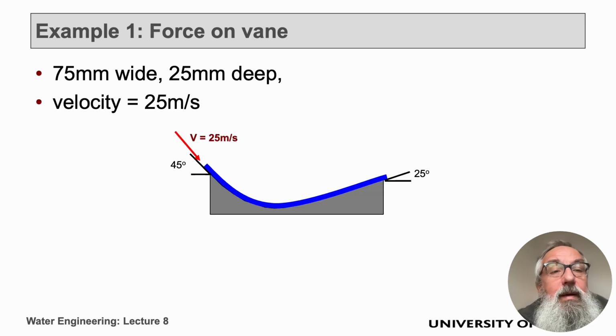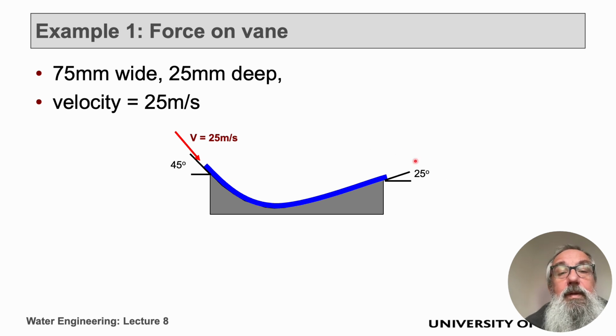So a vane, a curved shape, open to the atmosphere. It's 75 millimeters wide, that's into the screen, 25 millimeters deep, that's the thickness, so we can work out the area from that, being a rectangle, and the velocity is going in at 25 meters per second. It's very fast, that. It's not in a pipe, so it does occur. It occurs in things like turbines, open to the atmosphere, remember.